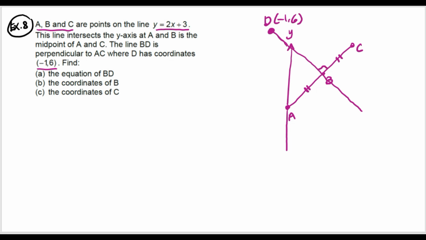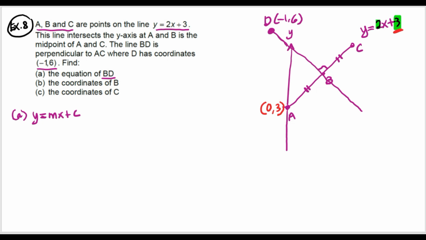Firstly, we need to find the equation of BD. The equation of the straight line BD is given by y equal to mx plus c, because it is a straight line. So firstly, we can find the gradient of the straight line. But before that, let me just write for A here. Because we know that this line is given by y equal to 2x plus 3. We know that 2 is the gradient and 3 is the y-intercept. So the coordinates for A are 0, 3, because the y-intercept is 3.